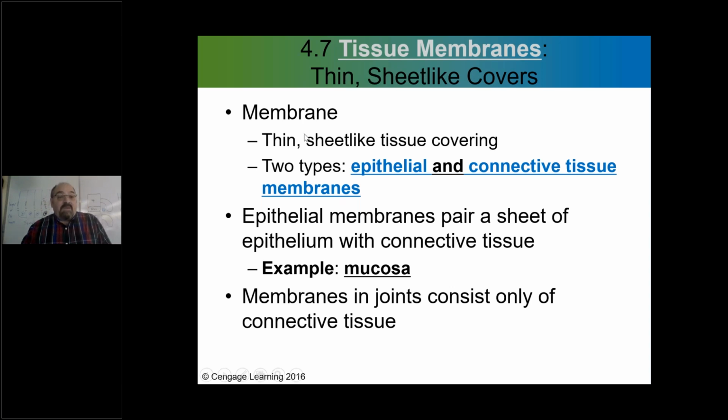So you'll see here that membranes are thin sheet-like tissue coverings, right? And you'll see here the mucosa, this epithelial membrane pairing a sheet of epithelium with connective tissue. It usually has some type of liquid present, this mucus. How about in the oral cavity? There can be mucus and saliva, right? But if there's a liquid present, it's not dry.